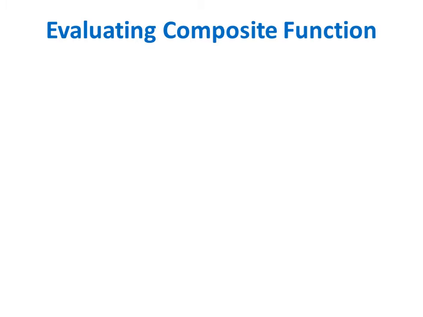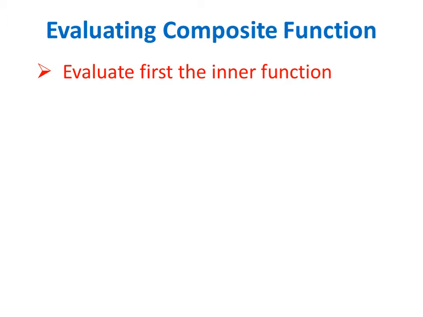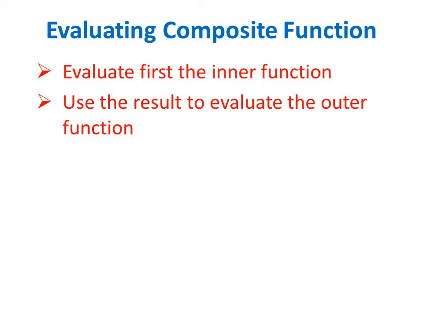Now, how do we evaluate a composite function? First, we have to evaluate the inner function, and then we have to use the result of the first step to evaluate the outer function. So evaluate the inner function, then evaluate the outer function.